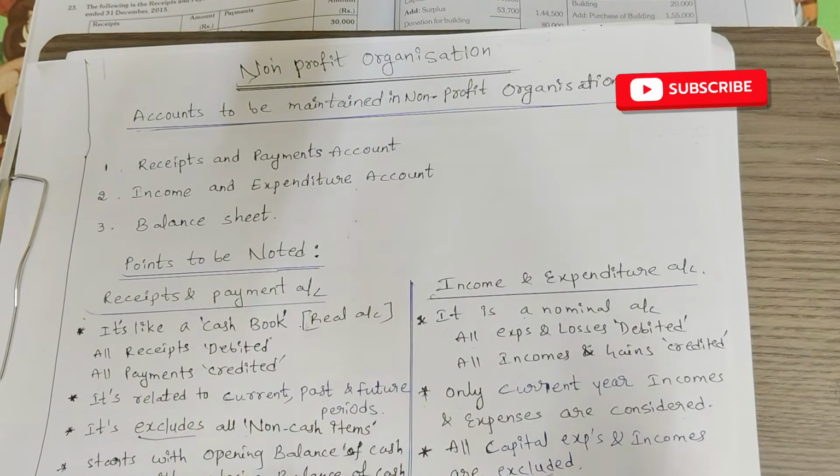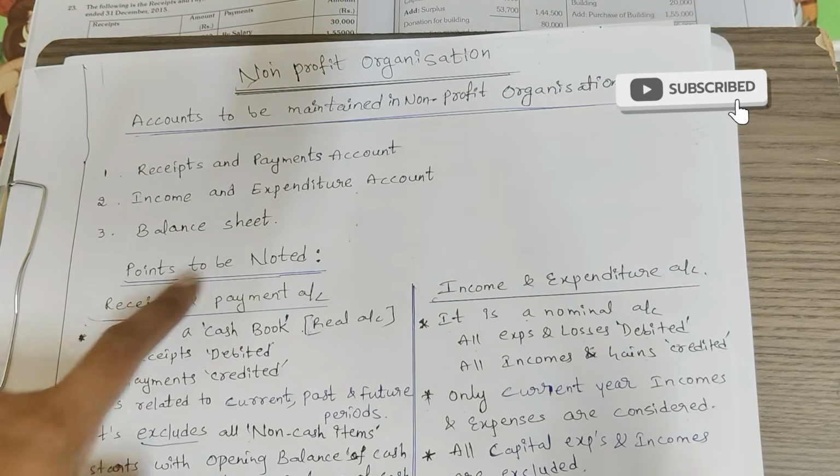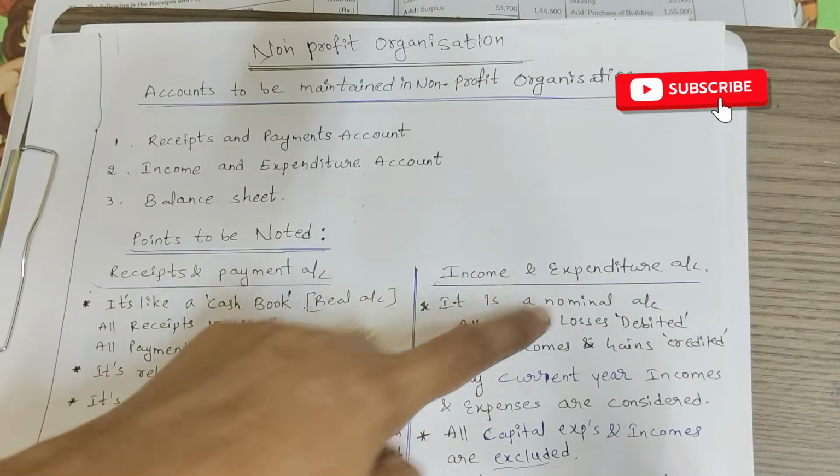Okay. So if you want, take a screenshot of this. This is useful for receipts and payments account and this is useful for income and expenditure account.